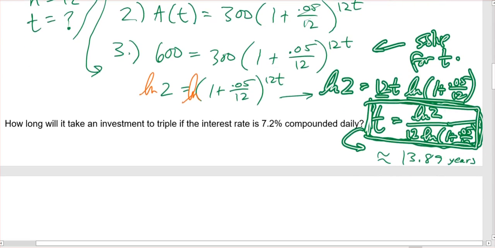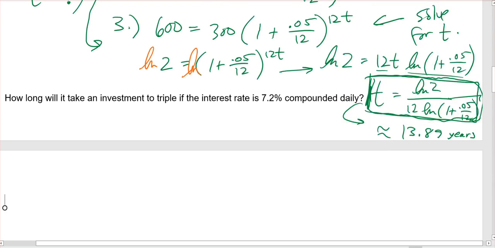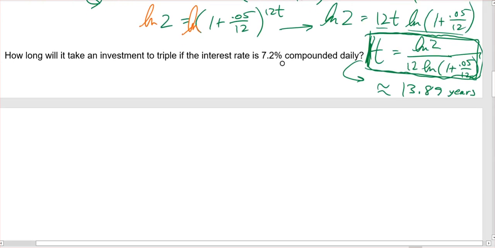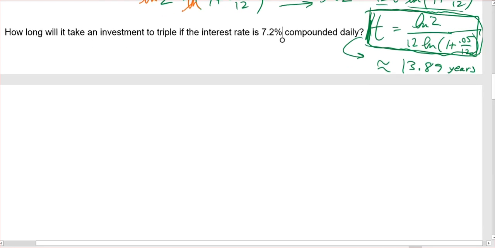Okay, so we can do, looks like the same problem again, right? How long will it take an investment to triple if the interest rate is 7.2% compounded daily? Okay, well let's approach this in the same way. We got an A, a P, a rate, time, number of compoundings.